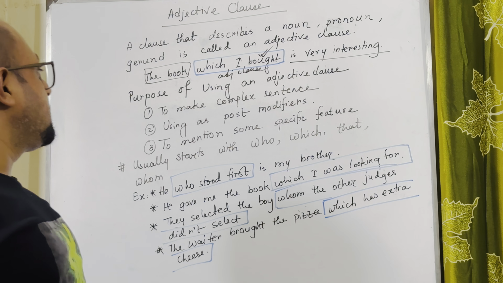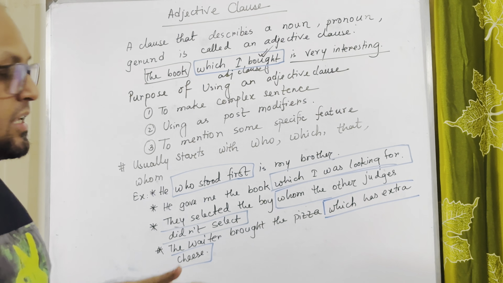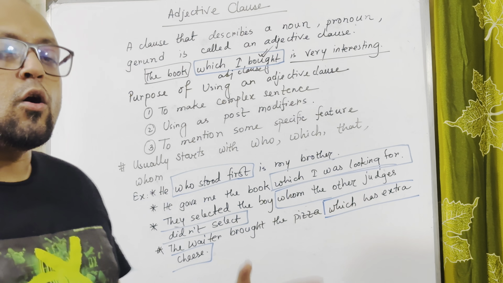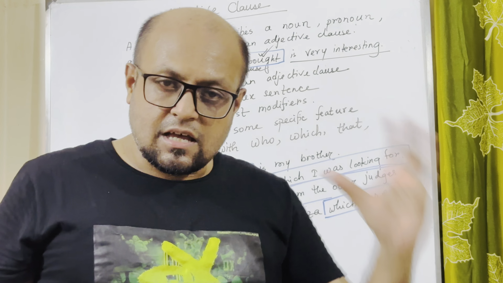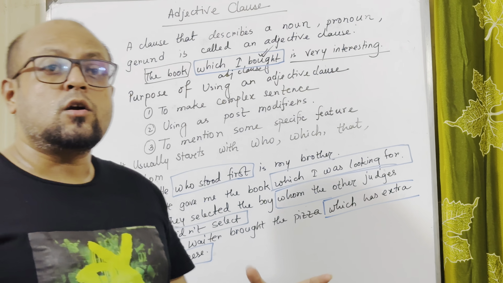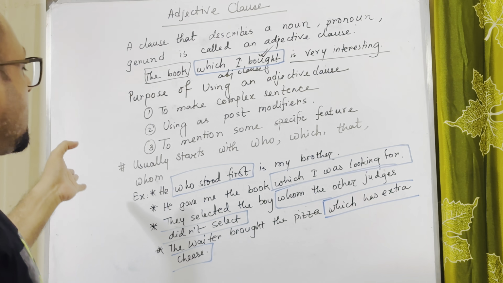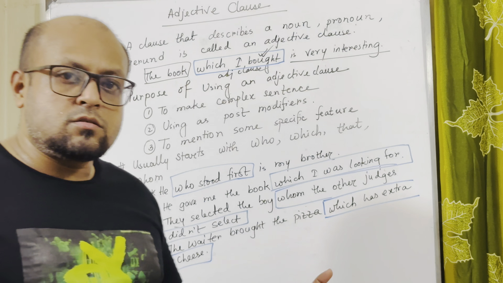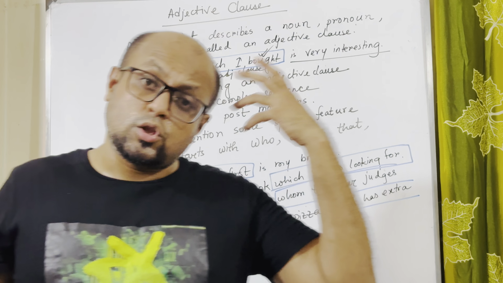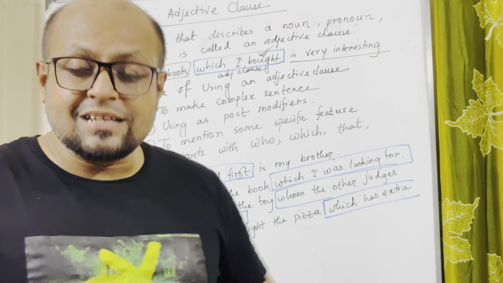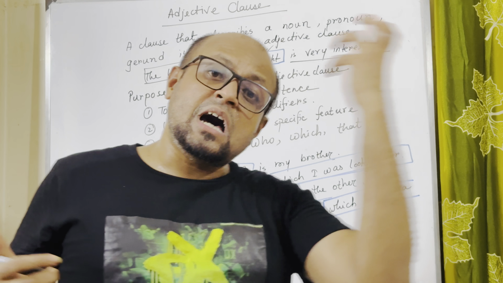So let's talk about the purpose of using an adjective clause. You can use an adjective clause according to your requirements, but some uses are common according to grammatical rules. Number one, to make complex sentences. Sometimes we need complex sentences to express our thoughts and feelings clearly. It helps us provide listeners enough information.